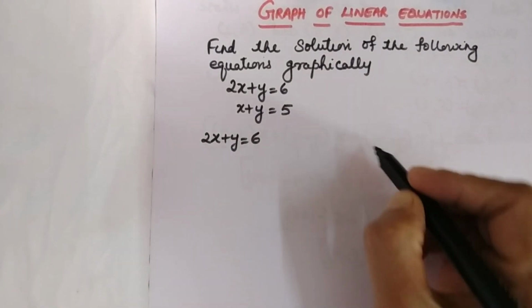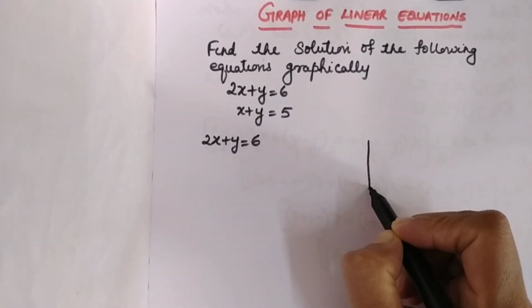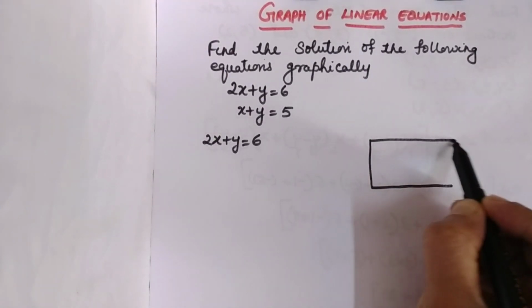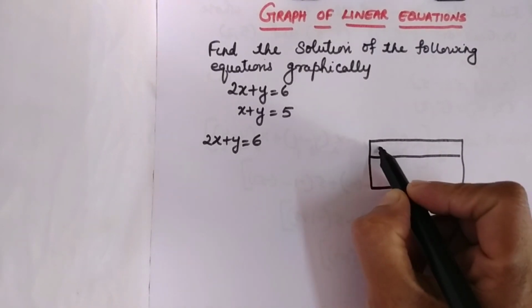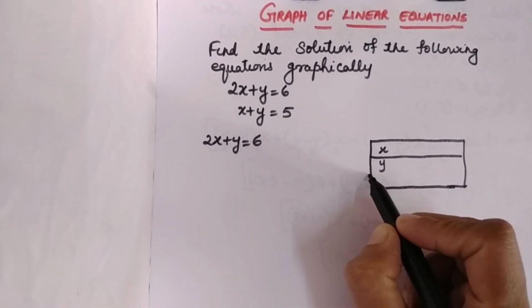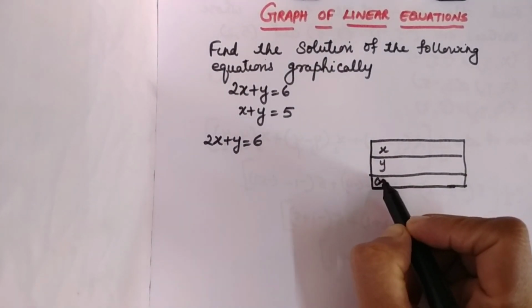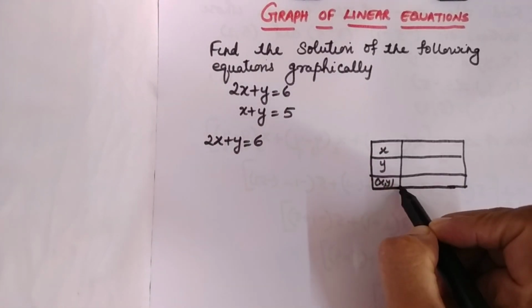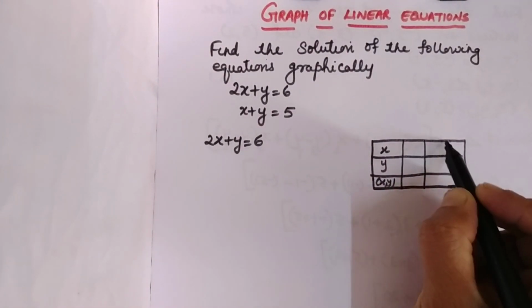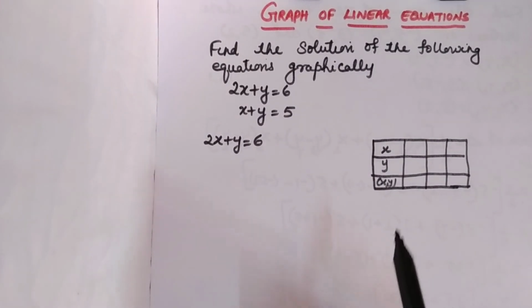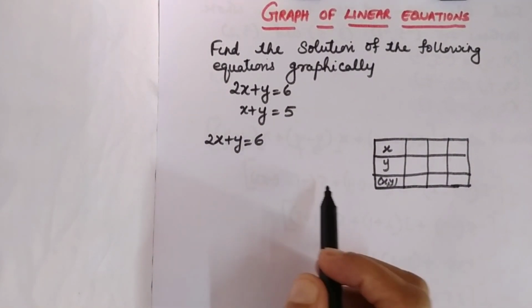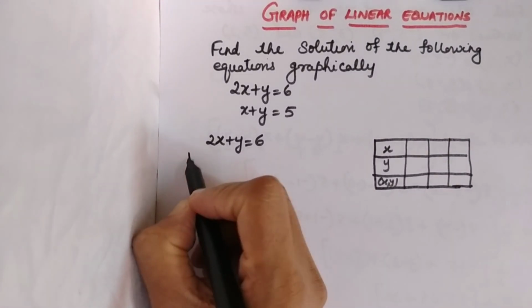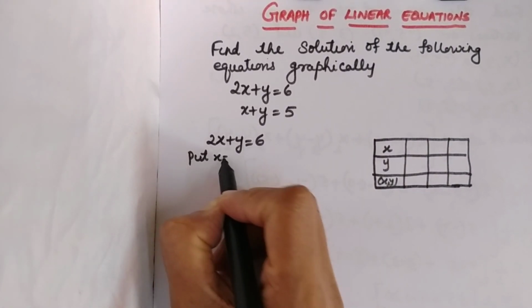For that you have to complete a table for x and y, x, y, and the last is coordinate xy. You can put 3 different values. You can take any value for x and get the corresponding value for y. Now I am going to put x equal to 1.